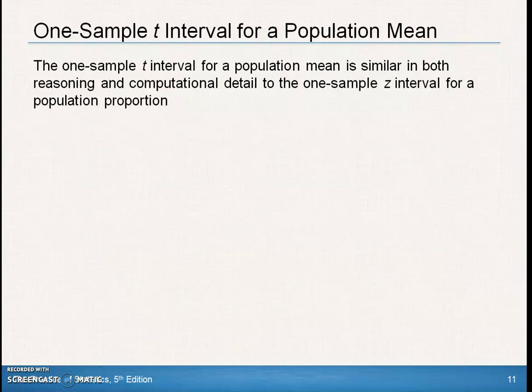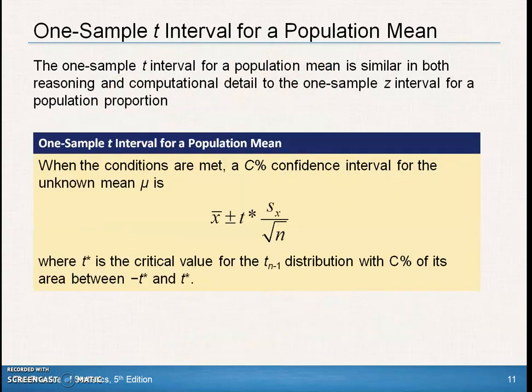So, the one sample t interval for a population mean is similar in both reasoning and computation detail to the one sample z interval for a proportion. Same ideas, just different letters. x bar plus or minus t star, s sub x over the square root of n. And remember the distribution, C percent, 95% to 90%. The area is between negative t star and t star.